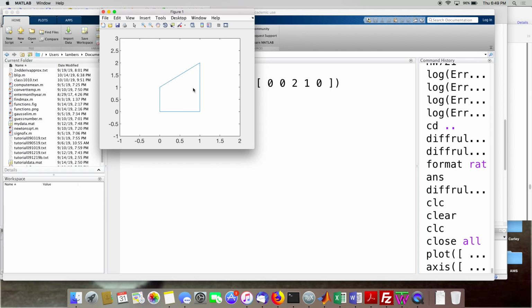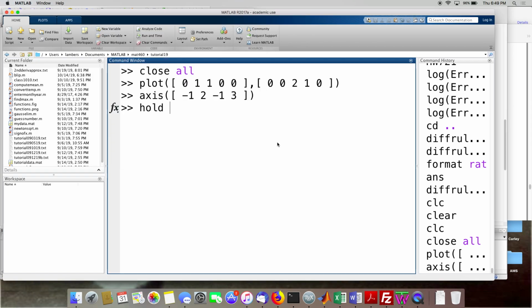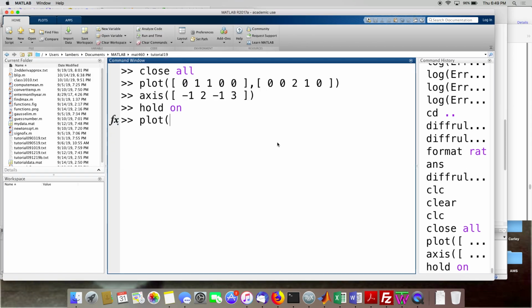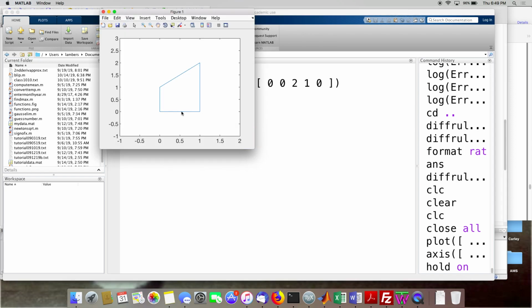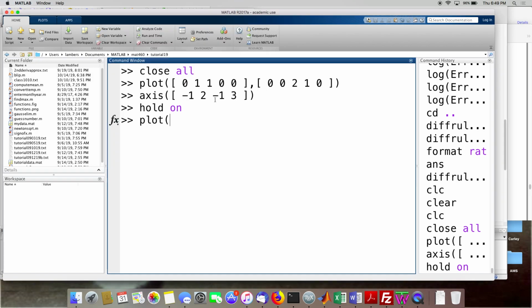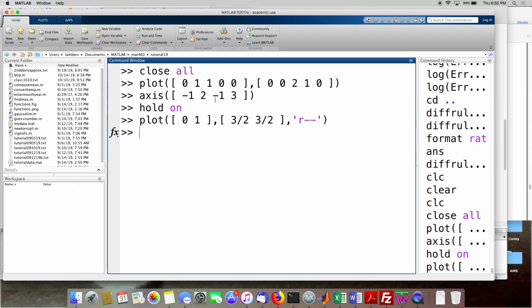Now I'm approximating it by a constant function where the constant takes the value at the midpoint. So I'm going to superimpose that on the graph. At the midpoint, x equals 1/2, my function is equal to 3/2, so I'll put a line through that. So x goes from 0 to 1, and y is 3/2, and I'm going to plot it in a red dashed line.